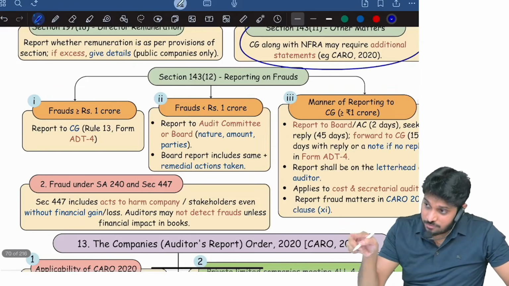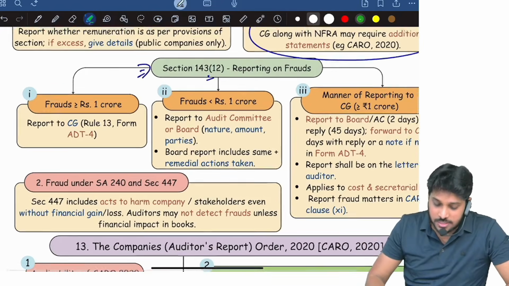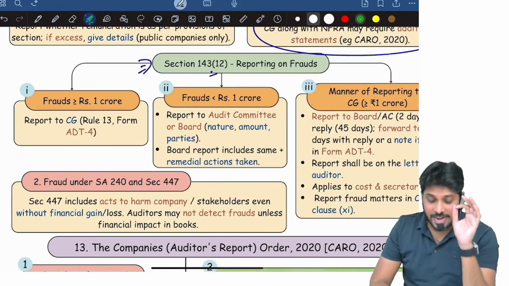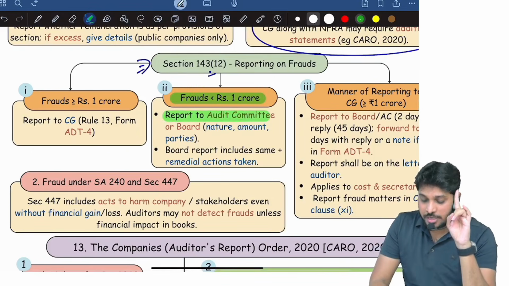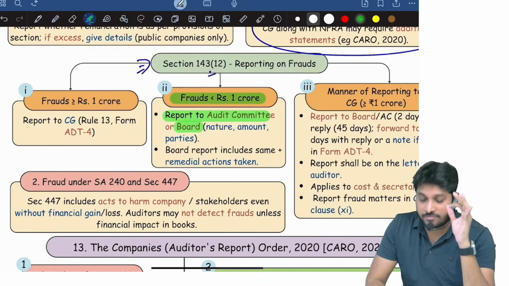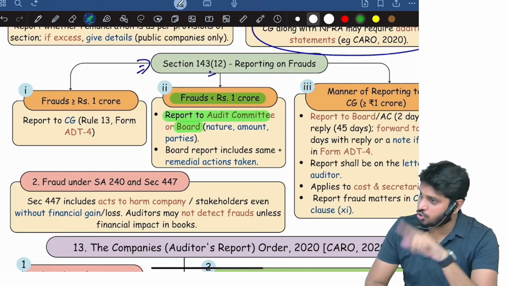Apart from 143.11, there are some other reporting requirements. 143 subsection 12. What is this? If the auditor identifies a fraud for less than 1 crore, the auditor has to intimate it to the audit committee or board of directors, as the case may be. If an audit committee is there in the company, report to the audit committee. Otherwise to the board of directors.